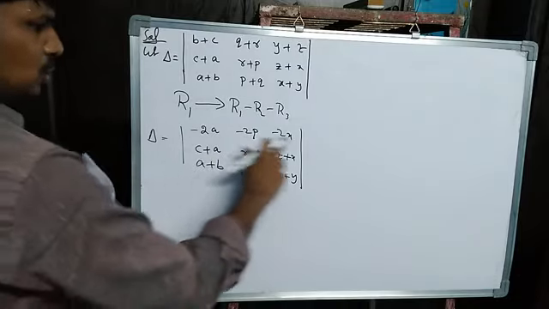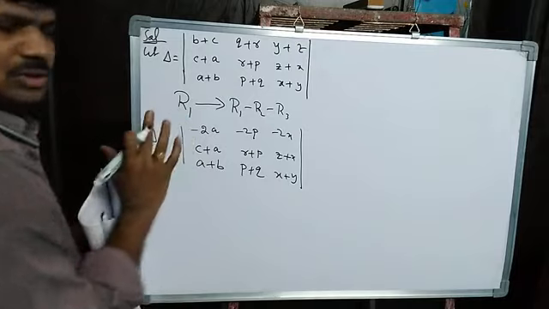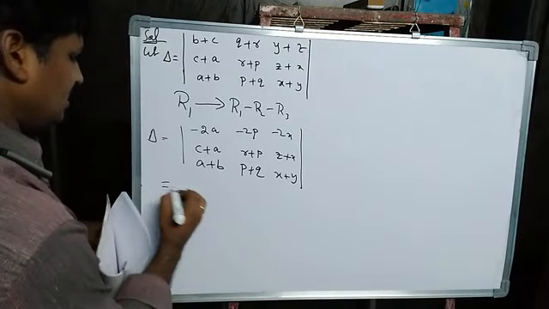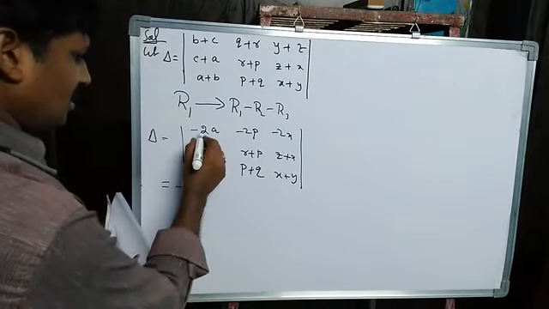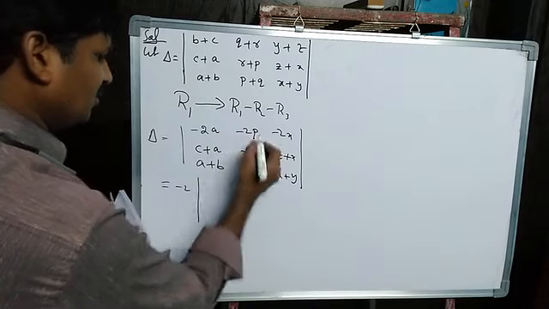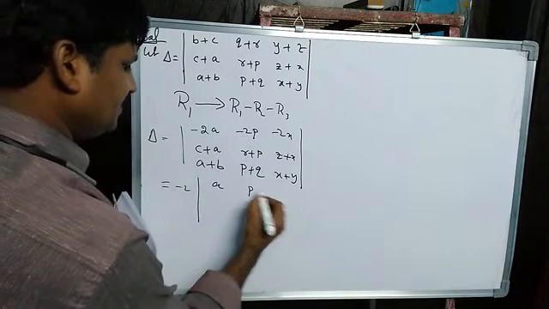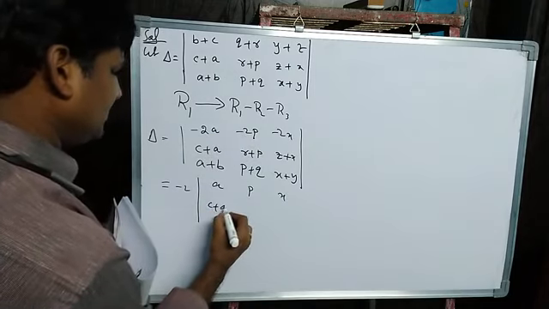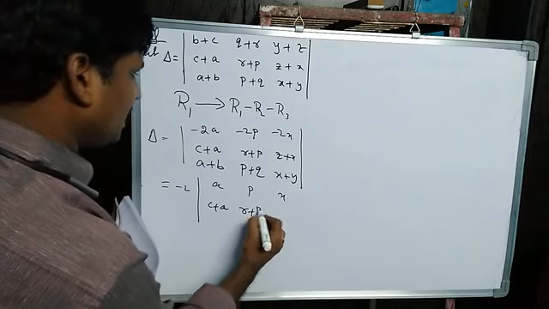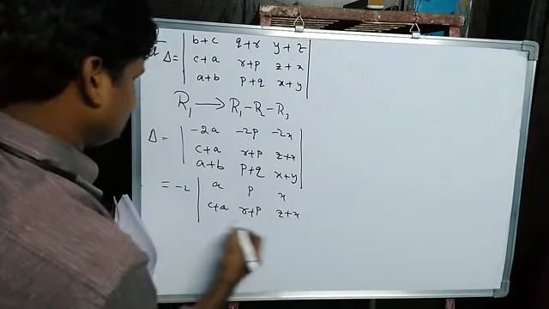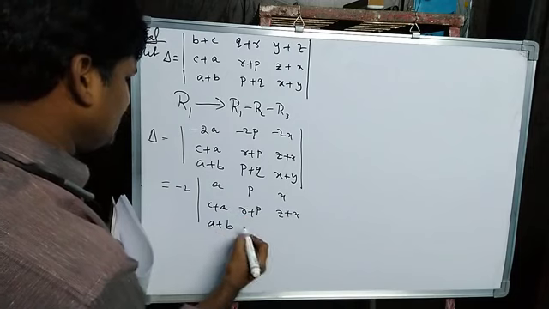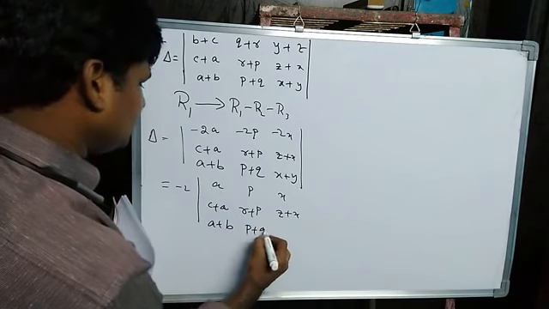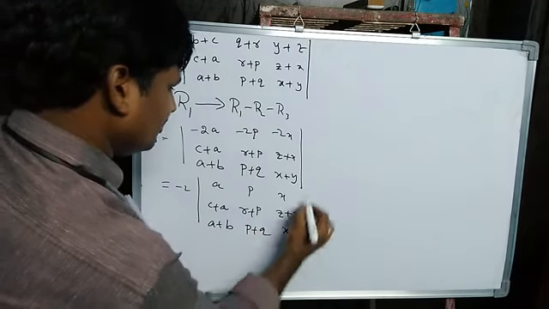Here, what is in the first row? Minus 2 is there. So minus 2 I am taking common here and here and here. So what will be left here? A, P, X. C plus A, R plus P, Z plus X. Next, A plus B, P plus Q, X plus Y.